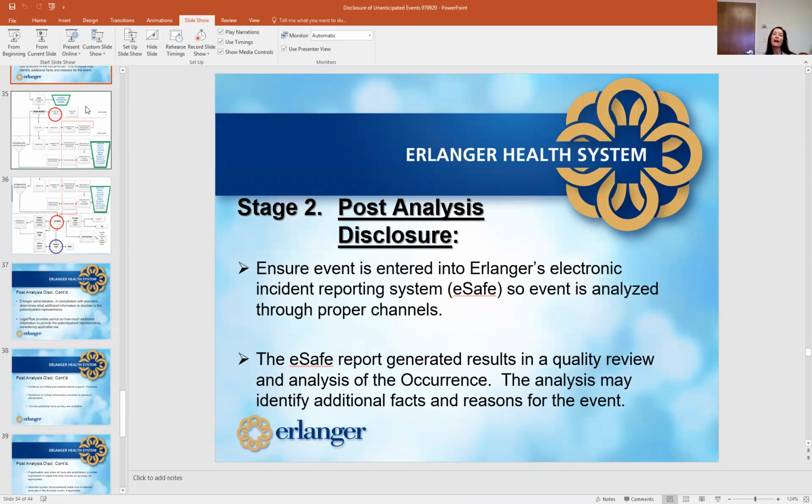So there will be analysis of any event that happens, even if it's a visitor slip and fall and some water left on the floor. And then after that quality review, there will most likely be additional facts, some of which you can share back with the patient.